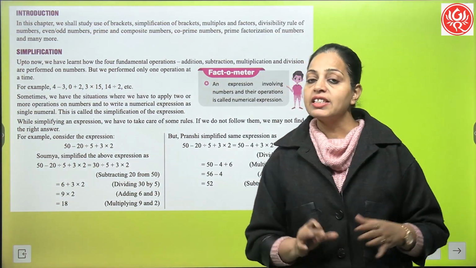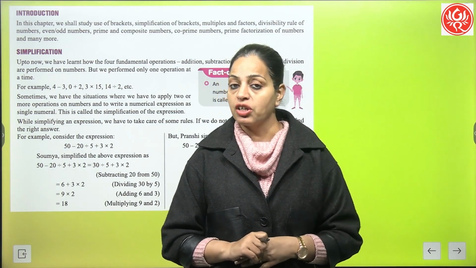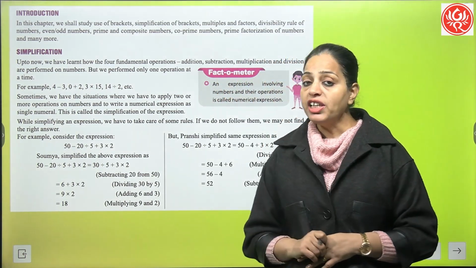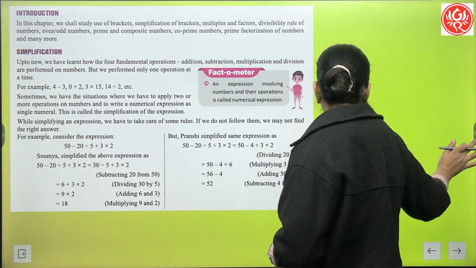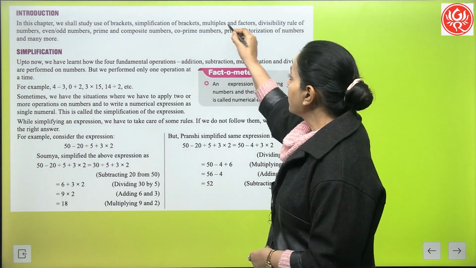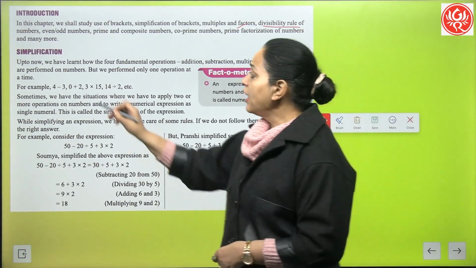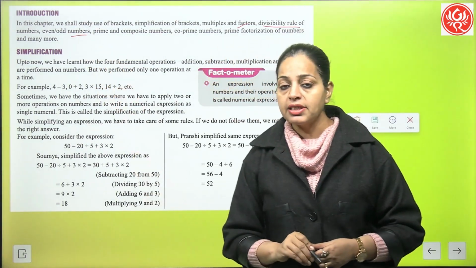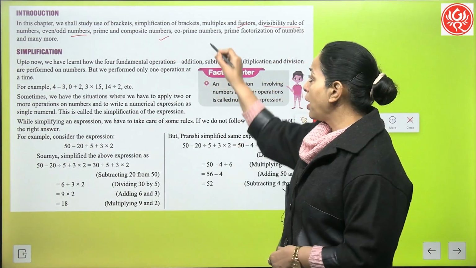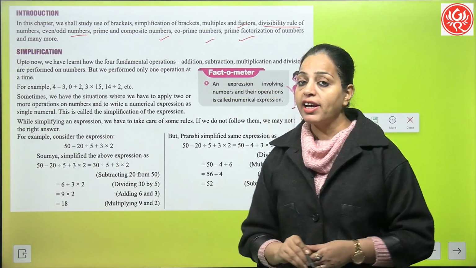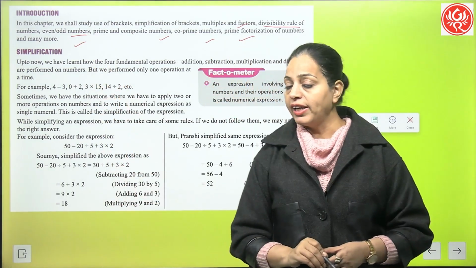Now the next is introduction part. Now we are coming to introduction. In this chapter, we shall study use of brackets, simplification of brackets, multiples and factors, divisibility, rule of numbers, even and odd numbers, prime and composite numbers, co-prime numbers, prime factorization of numbers, and many more, right?